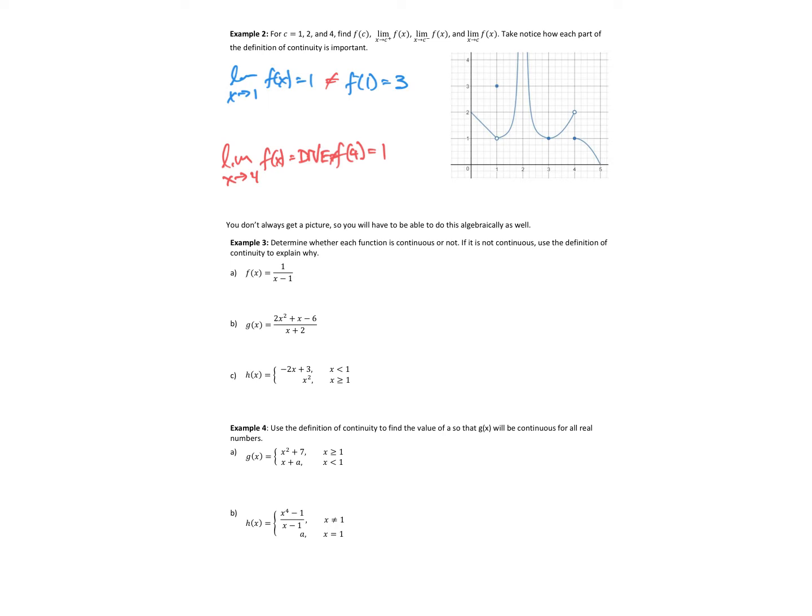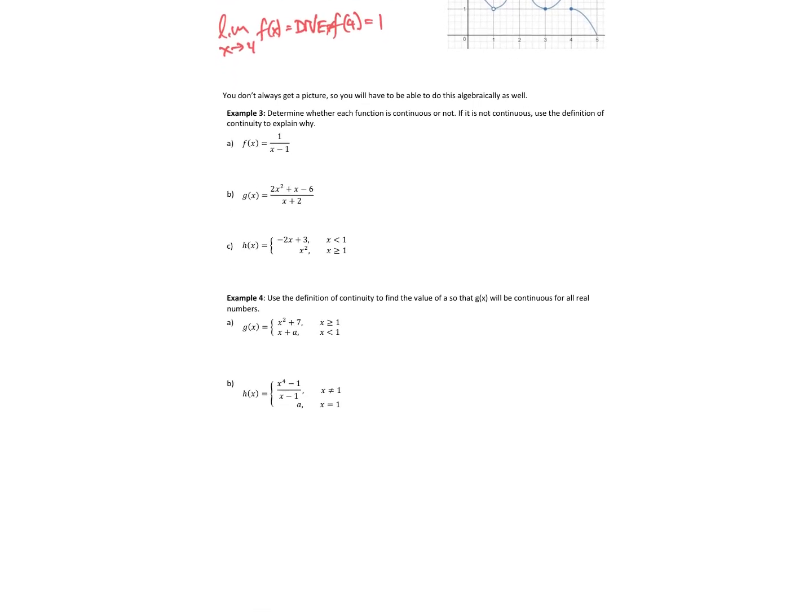All right, let's look at example 3 here. I need a reader. Thank you so much, Nathan. Go for it. You don't always get a picture, so you will have to be able to do this algebraically as well. Determine whether each function is continuous or not. If it is not continuous, use the definition of continuity to explain why.